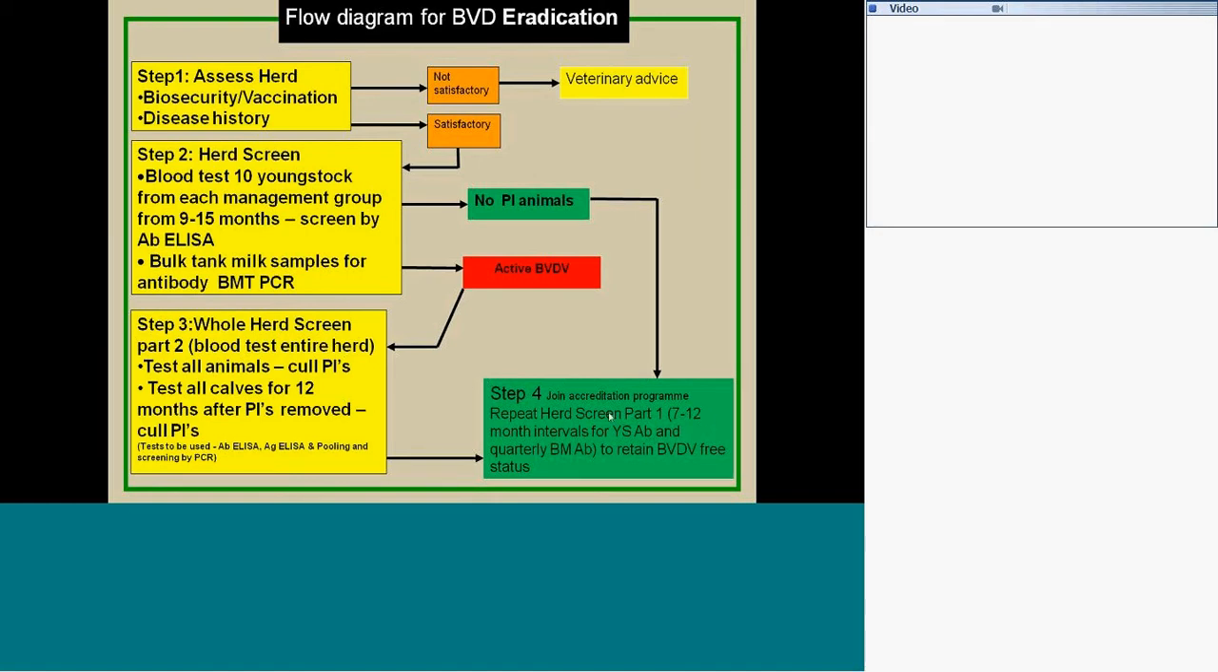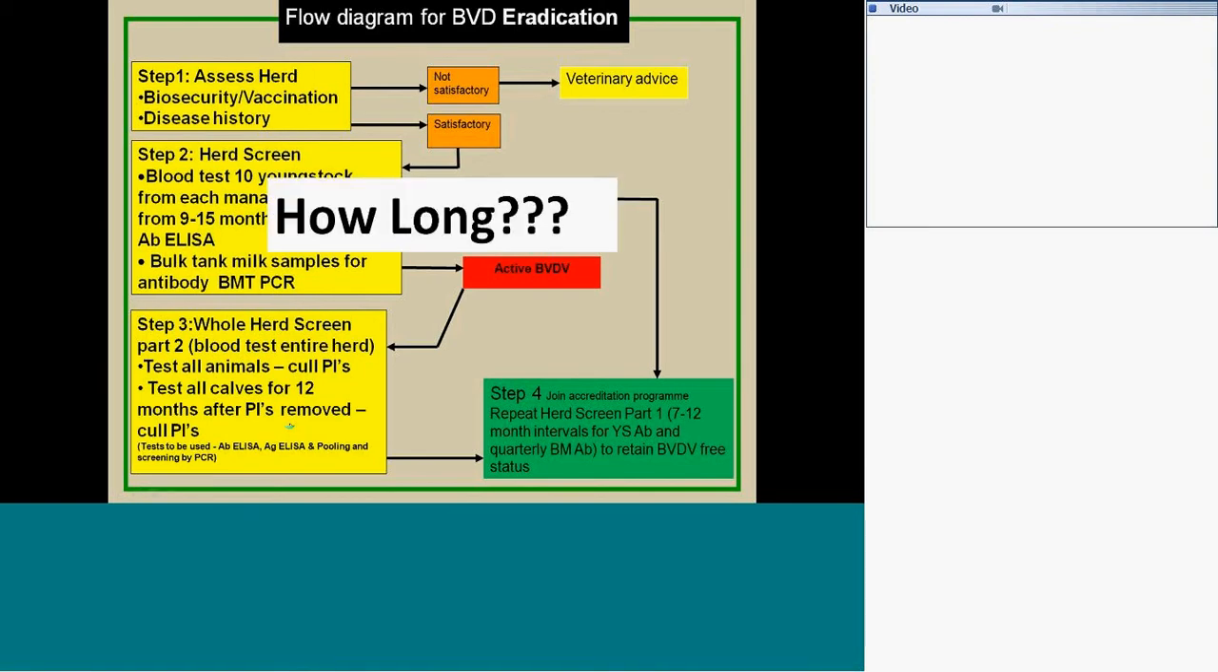And really, it's about going back to this regularly again and protecting your herd. So you're up here back at the herd screen again, and you just test 10 young stock regularly, so maybe twice a year, and a bulk tank antibody maybe quarterly, in order to make sure that your herd doesn't become exposed after you've gone to the effort down here of finding and eradicating the PI animals from your herd.